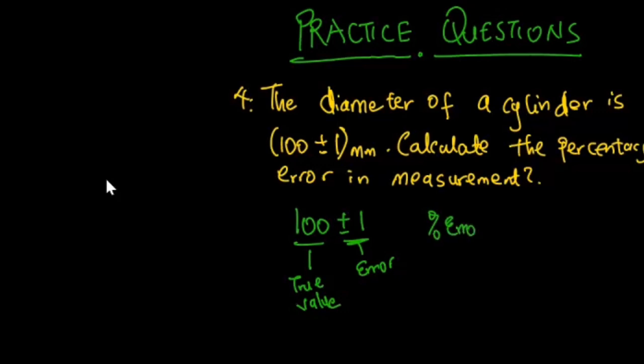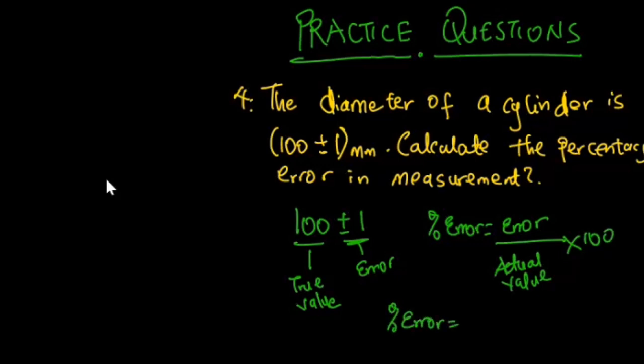Recall, percentage error is simply the error over the actual value times 100. So in this case, the percentage error is equal to our error, which is 1. We don't take the plus or minus, we use what we call the absolute value. That means that we are not bothered about the plus or minus. So it's going to be 1 over the true value, which is 100, times 100. So from calculation, 1 over 100 times 100 is equal to 1%. So the percentage error in this case is 1%.